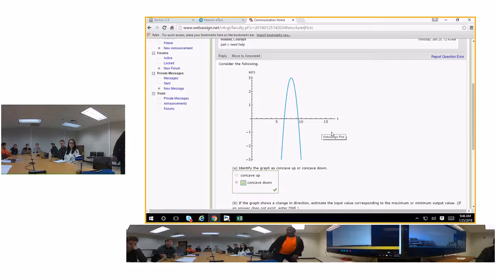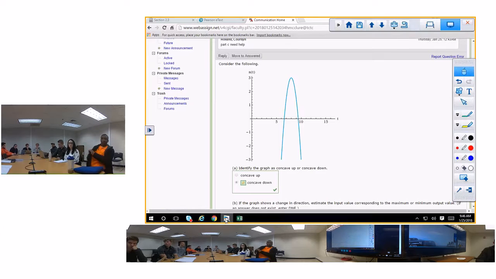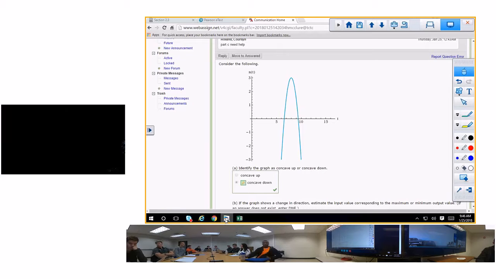I thought I was going to pull up the whiteboard. There it is. Sorry. And remember, domain, unless it's a radical or a fraction, and you have arrows on both ends, usually it's going to be all real numbers.